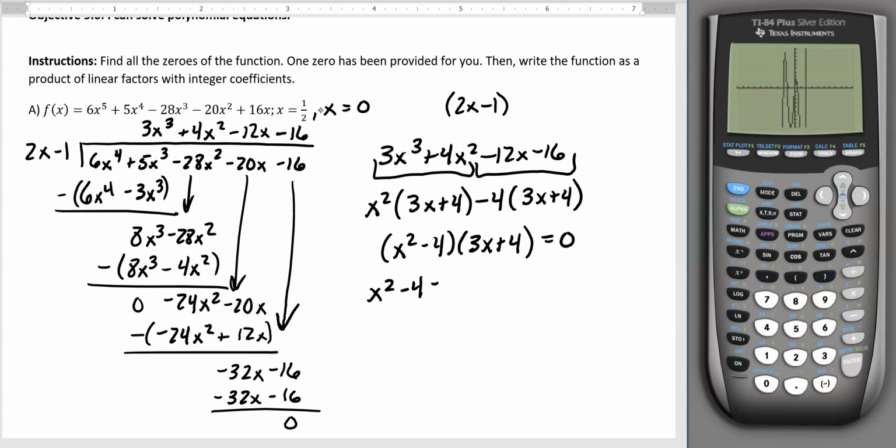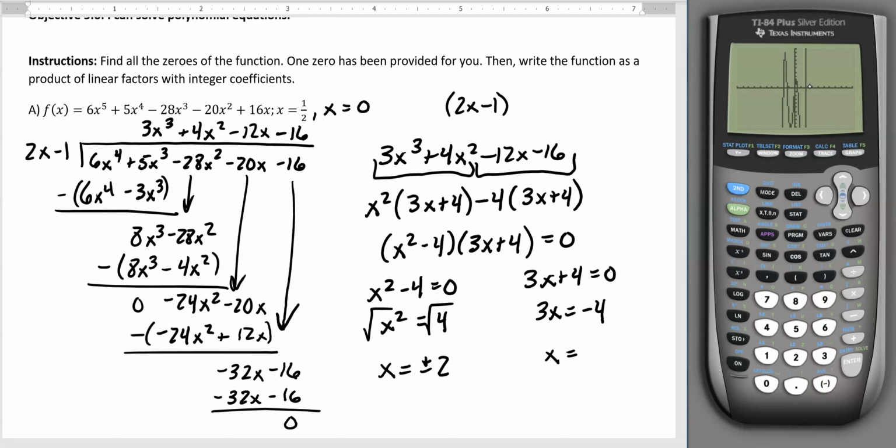Now, to solve, set each factor equal to 0. X squared minus 4 equals 0. 3x plus 4 equals 0. So that means x squared would equal 4, which means take the square root. X would equal plus or minus 2. If I look at my graph, I can see a negative 2 and a positive 2 as x-intercepts, so that's good. And then 3x would equal negative 4, which means x would equal negative 4/3, which I can see in my graph as well right about there.